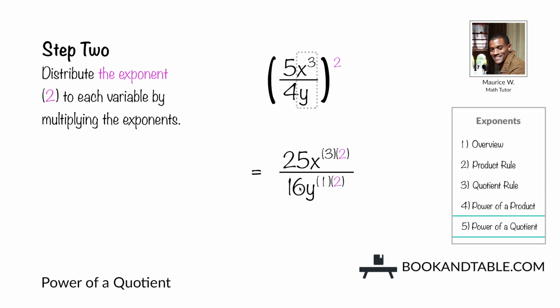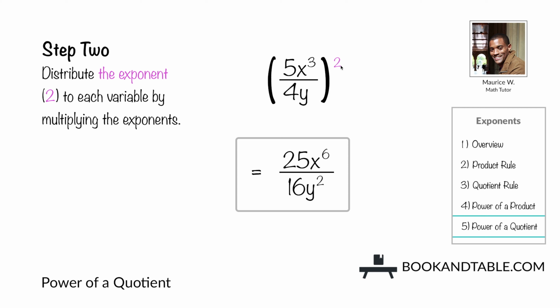Then step 2, distribute the exponent 2 to each variable by multiplying the exponents. So x to a power of 3 to a power of 2 is equal to x to a power of 3 times 2, which is x to the 6th. And we distribute the 2 to the y in the denominator as well. Since it's just y, that means the exponent is 1. So y to a power of 1 times 2 is y squared. So our final answer would be 25x to a power of 6 over 16y squared.